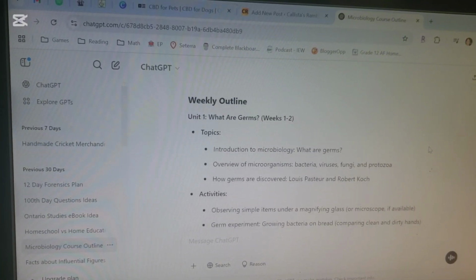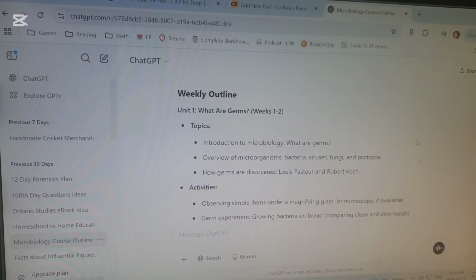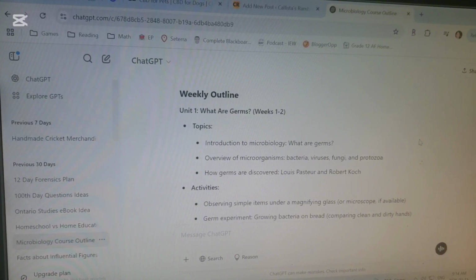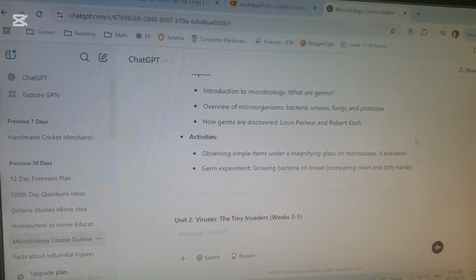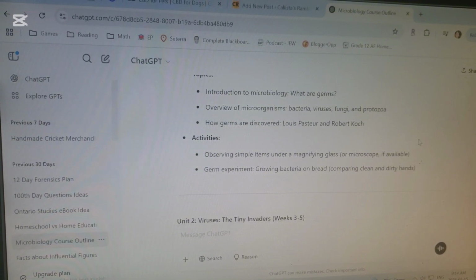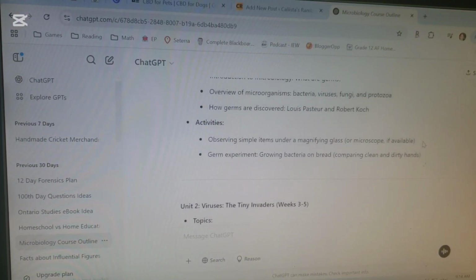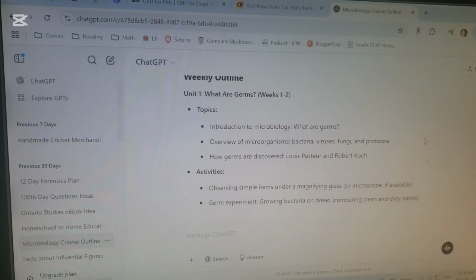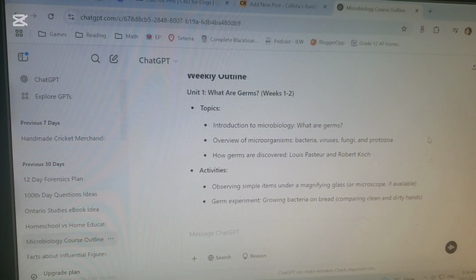So for this one here, when I print this out and start making it, it says, what are germs, weeks 1 to 2? So we should learn what microbiology is. What are germs? Overview of microorganisms, bacteria, viruses, fungi, protozoa. How germs were discovered, Louis Pasteur and Robert, I don't know how to say that name. And then it's got some possible activities. Sometimes it gives activities that I can't do or resources that I don't want to buy, but it's just ideas, and I'm going to come up with my own eventually afterwards. And that's weeks 1 to 2. So obviously I could spend almost a whole week on each of those things if I wanted to.